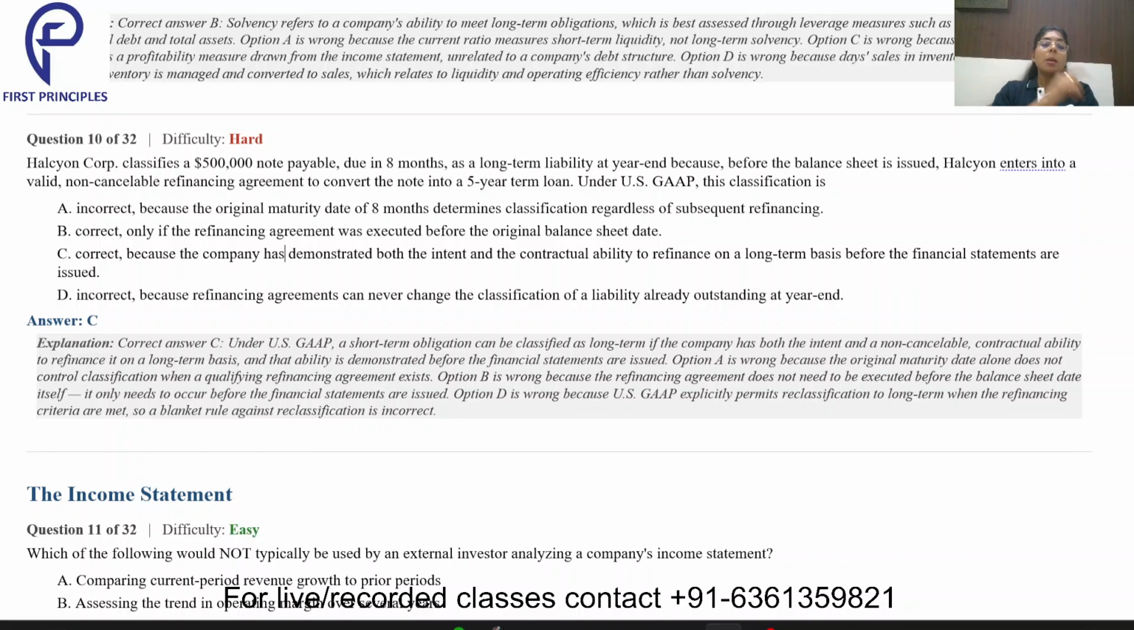Coming to option C, because the company has demonstrated both the intent and contractual ability to refinance on a long-term basis before the financial statements are issued. So that is why option C is the correct answer.